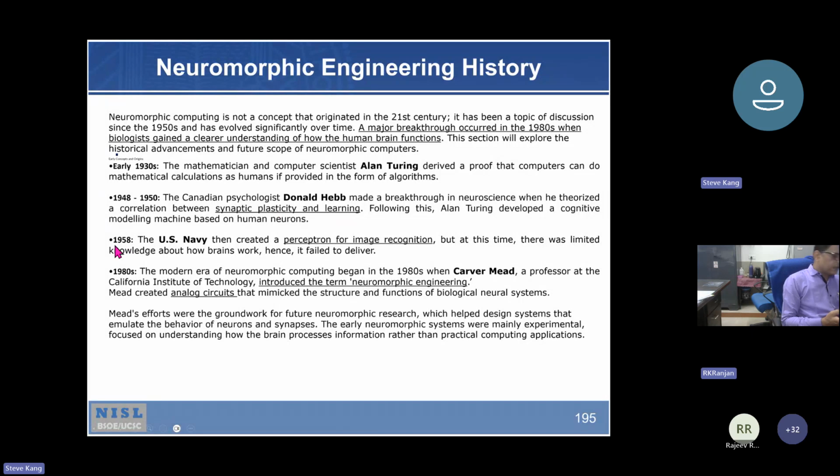Then back in 1958, the U.S. Navy created a program.